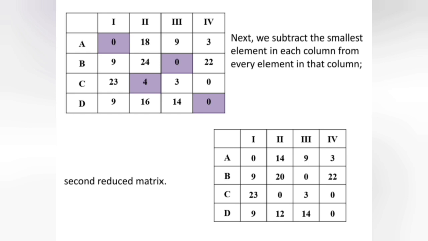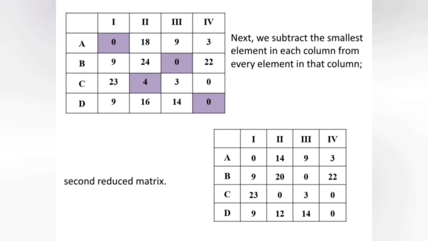Then in the third column, 0 is the minimum number, so there is no change in the third column. In the fourth column also, 0 is the minimum number, so there is no change in the fourth column either. So this is the column reduction matrix. After reducing the matrix, we got this solution.